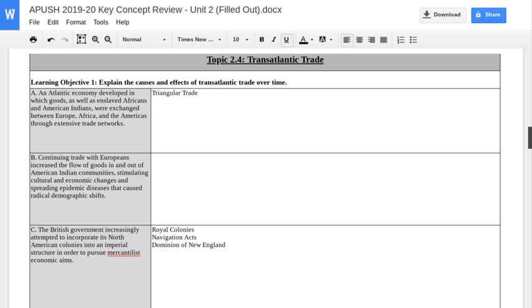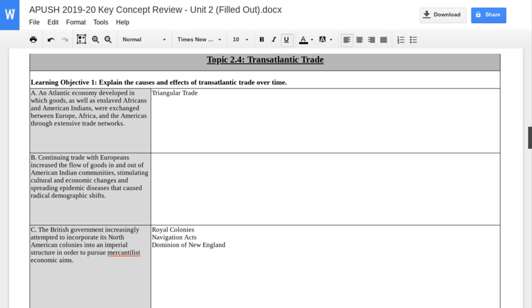So, as you think about this stuff and you study, you need to kind of keep it in the back of your mind. Is this a cause? Is it an effect? How does it cause things? And how do the effects impact whatever place that you're talking about? So, it's dealing with triangular trade. That's really the key term that goes into it.